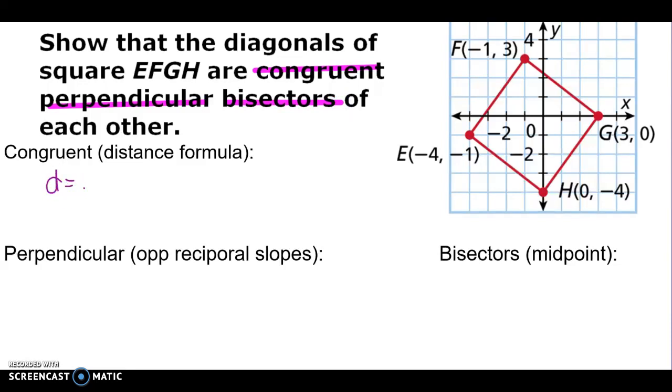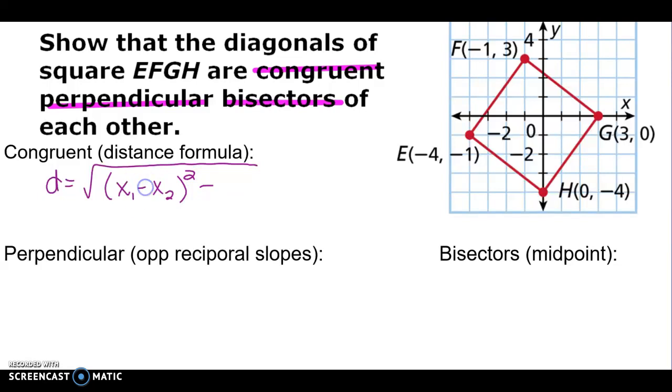To prove that 2 segments are congruent, what do we have to do? It's on your notes, right? Sorry, it's on the screen. The distance formula, right? If they're the same distance, then what does that mean? Yeah, they're the same length, so they are congruent.